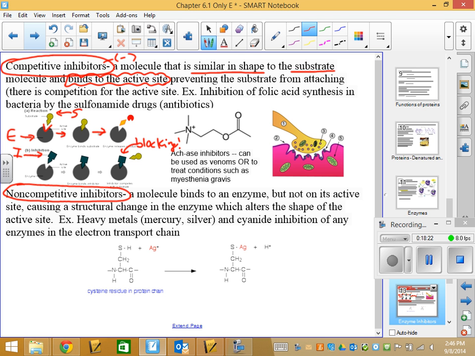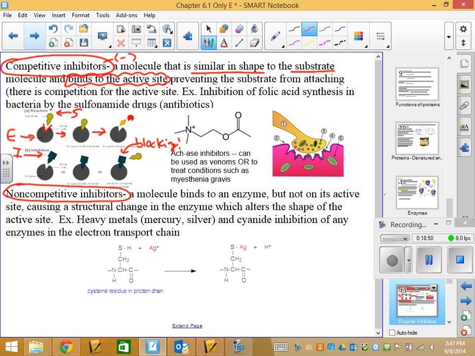So I've got a real-life example of something that does that. Perhaps you might be aware of something called sulfonamide drugs. Think things like Pepto-Bismol. They have some sulfur in it. They're things that reduce nausea. In particular, they used to be prescribed to pregnant women who were having morning sickness. Now this is way back in the day, before my day too.